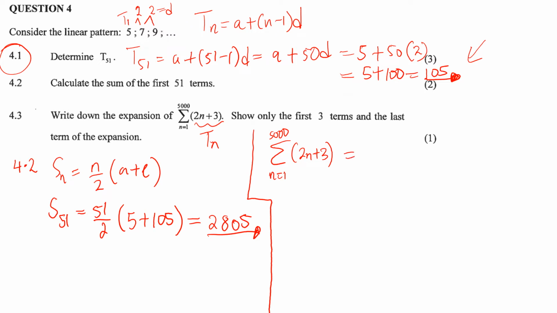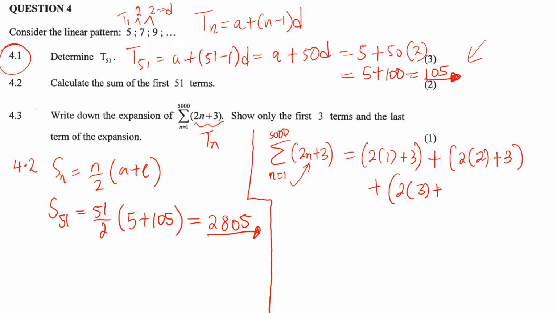So we need to show the first 3 terms. If we expand this, we are going to replace n by 1. So it will be 2 into 1 plus 3. That is our first term. Plus, why are we using plus? Because this is a series, we are just adding terms. It's a sum. We are adding terms from n equals 1 till n equals 5,000. So the next one will be 2 into 2 plus 3, plus 2 into 3 plus 3. Those are the first 3 terms.